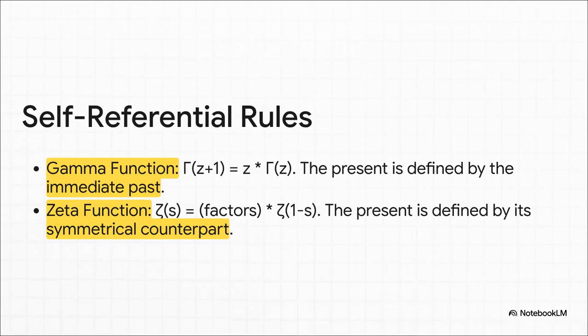And you can see these personalities right in their DNA, in their defining equations. Look at the gamma function. Its value at some point z plus 1 is defined by its value at the step right before it, z. Classic staircase behavior. Now look at the zeta function. Its value at some point s is directly tied to its value at 1 minus s. Its perfect reflection across a critical line. That's the hall of mirrors. They're both talking about themselves, just in totally different ways.